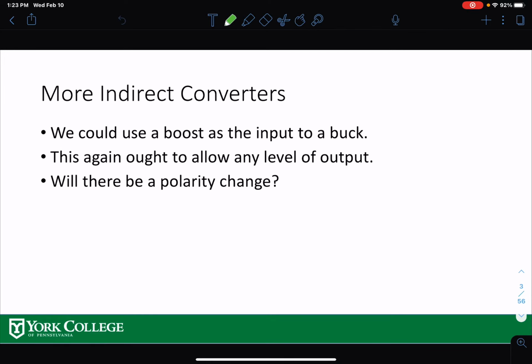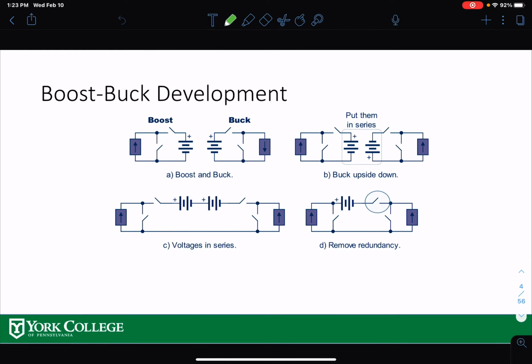So the boost-buck converter: you can see that your input is boost, output is buck. How do you put them together, and what will be the polarity of the output voltage? When you combine them together, you can make this one reverse, upside down. Then the polarity comes: positive goes to negative and connects in series. So you're connecting both in series over here. Both of these two voltages will be connected in series.